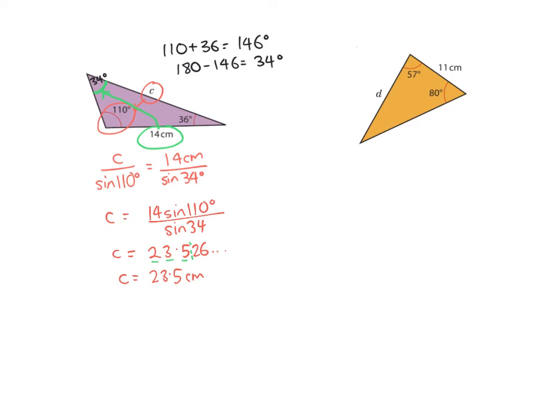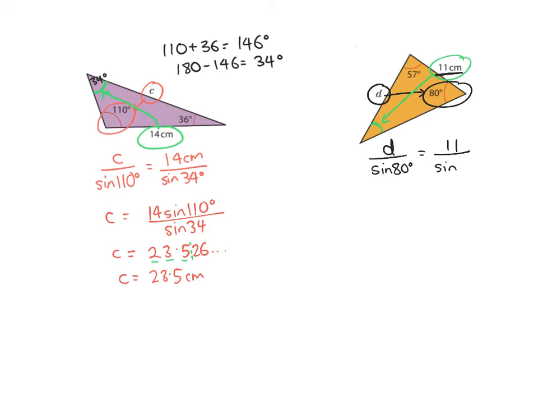On to the next one. So we can start to set it up the same as we did before. So we're looking for D here. We have the angle opposite, which is 80 degrees. So it will be D over sine of 80 degrees is equal to, and then I'll need to use 11. It's the only other side I have. 11 over sine of, if I look again here, the side of 11 centimeters is opposite this angle.